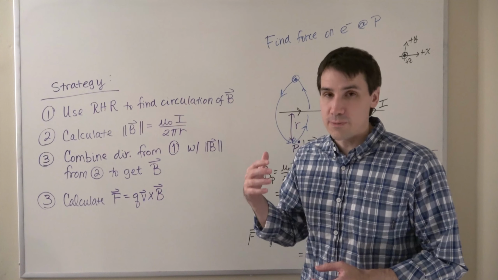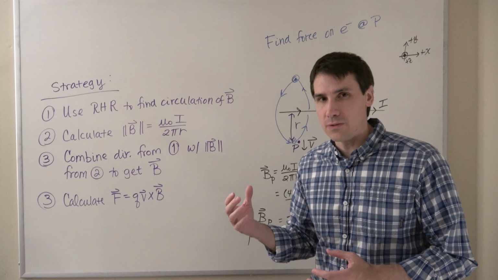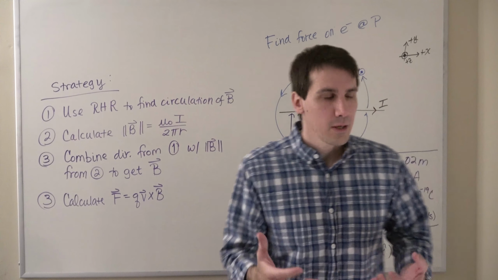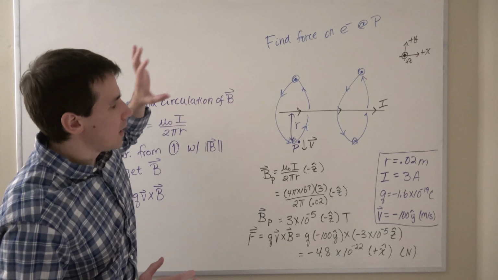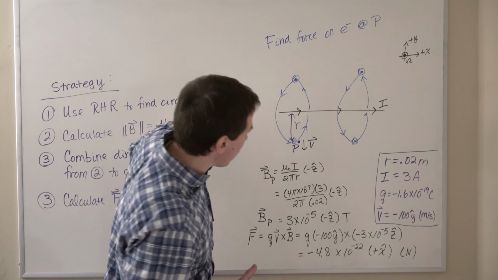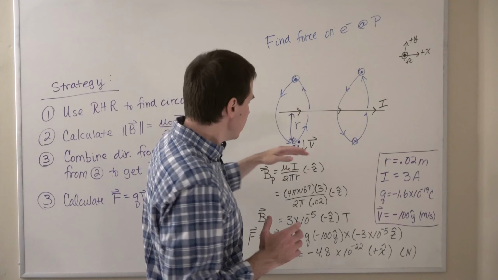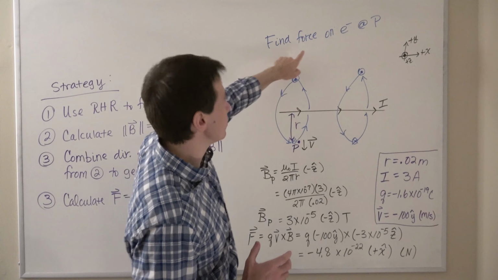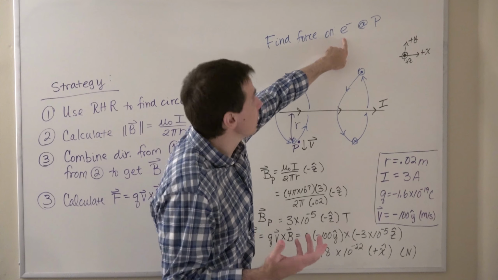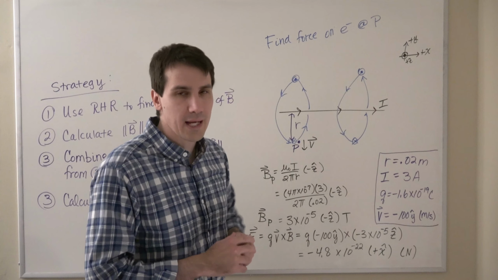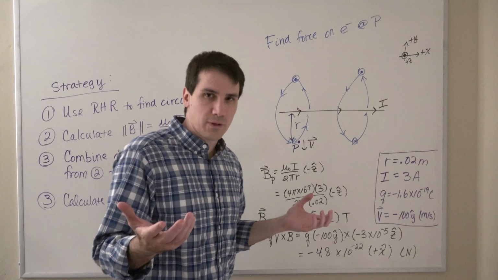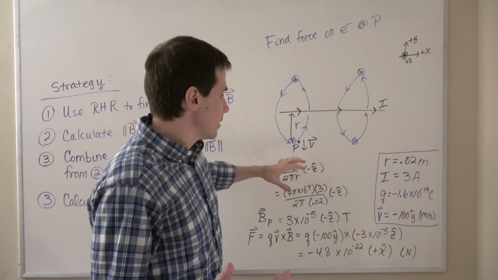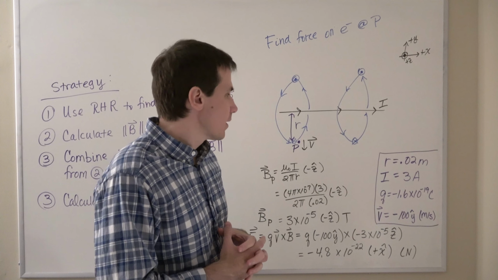Now let's look at a more specific example of finding the magnetic field and then using that magnetic field to find the force on a charged particle. So to begin with, our setup is that we have a wire with current moving to the right. We have an electron at point P, and we are looking to find the force on the electron at point P. Now, point P is just an arbitrary point that we have chosen, and we have said that it is some distance r directly below our wire.